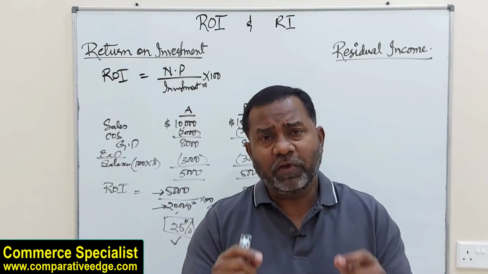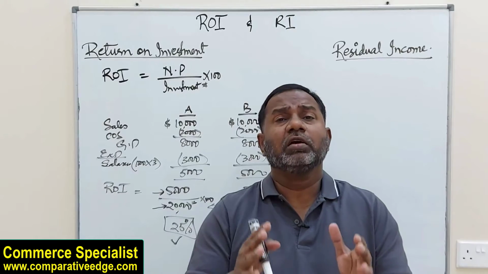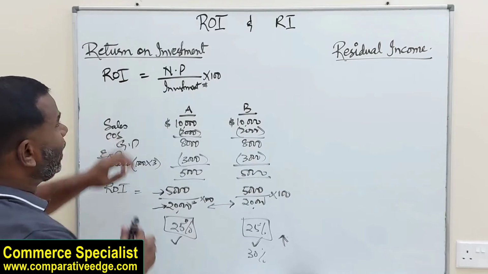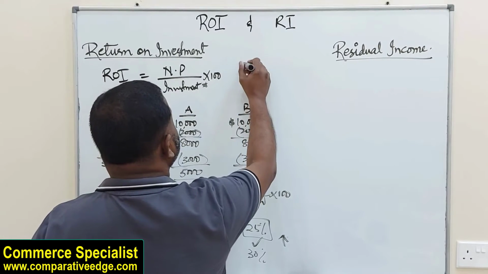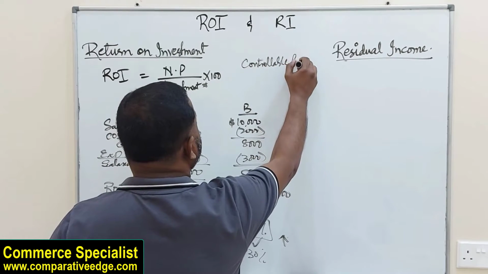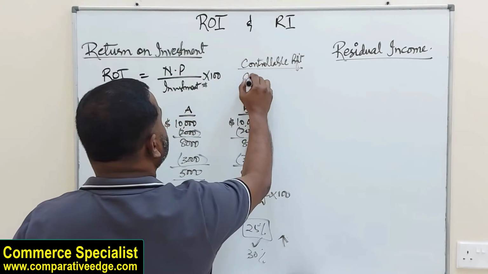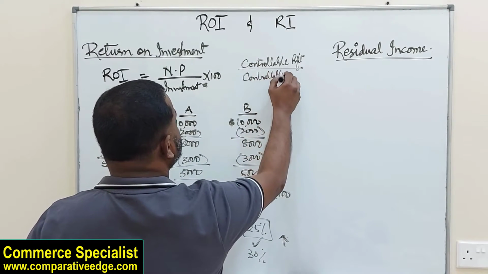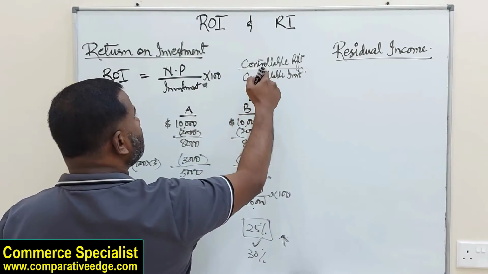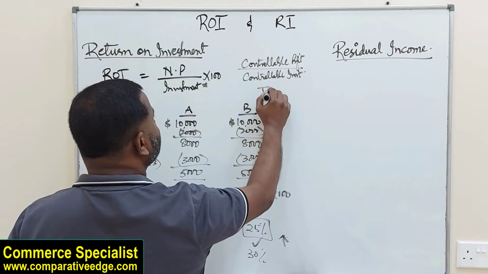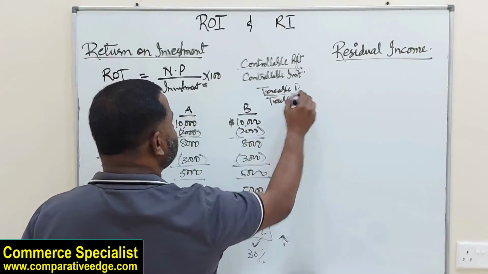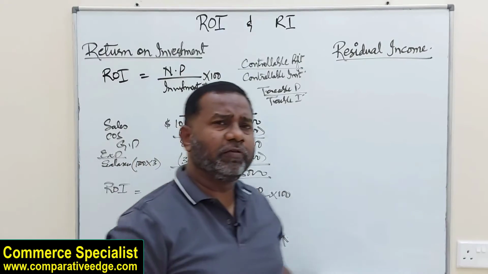Why am I saying you got to be fair? Because you have to look at controllable performance. So in some books, you will see the formula of ROI like this. Instead of net profit, they will say controllable profit divided by controllable investment. Or sometimes instead of controllable profit and controllable investment, they write traceable profit divided by traceable investment.